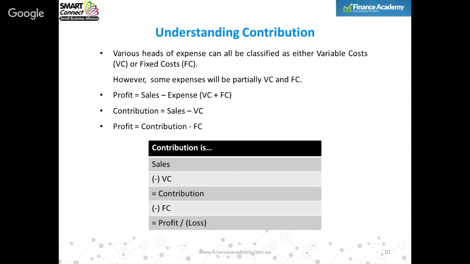So contribution is sales minus variable cost. And when that contribution is subtracted by fixed cost, we will come to know whether a business has made profit or a loss.